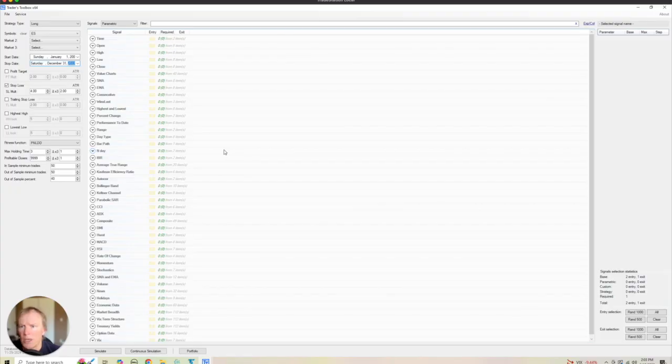Here we are inside of Build Alpha, and this is what I'm going to use for performing this experiment. The historical data we're going to use is from 2006 through 2022.